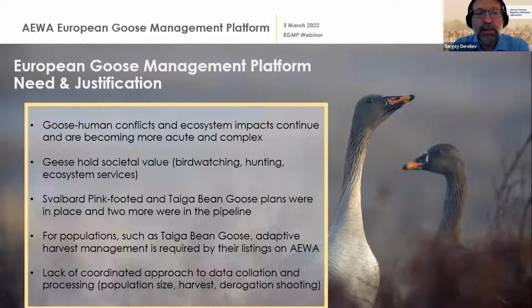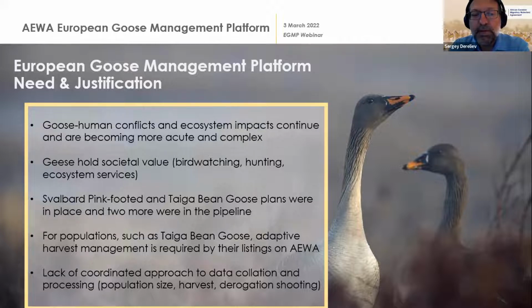As was already mentioned, there were two plans adopted at the time for the Svalbard pink-footed goose, which was a management plan, and the taiga bean goose, which was an action plan. And there was a request for the development of two further management plans for the barnacle and the greylag goose. For populations such as the taiga bean goose, for example, adaptive harvest management is required by their listing on AEWA in order to continue hunting practice. This is one of the populations which is listed in column A and is marked with an asterisk.